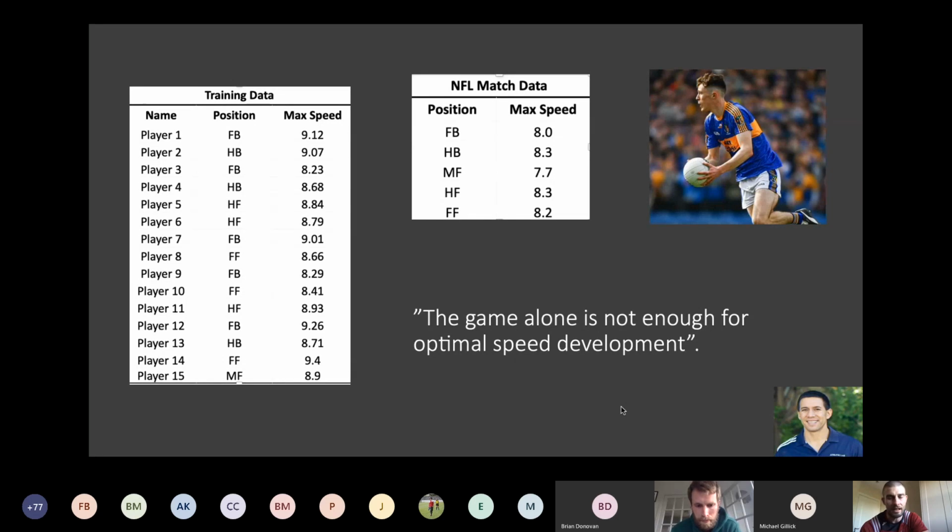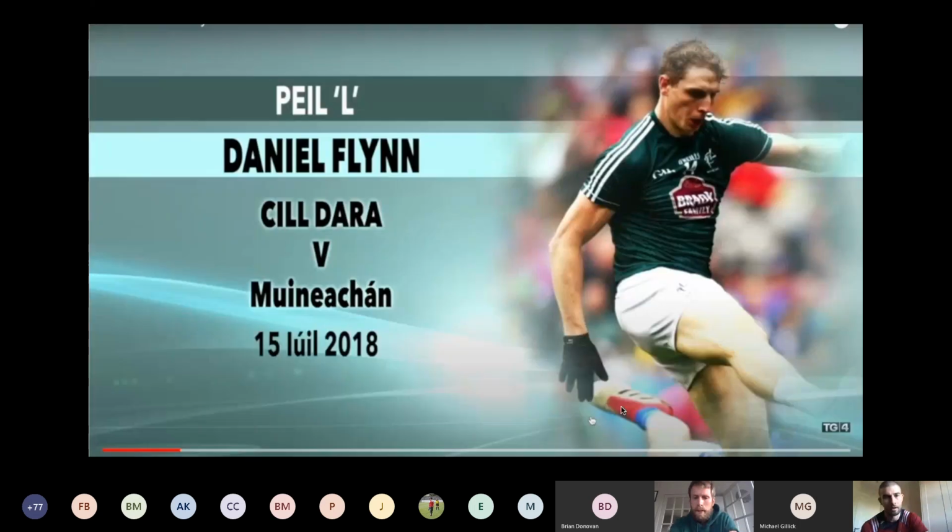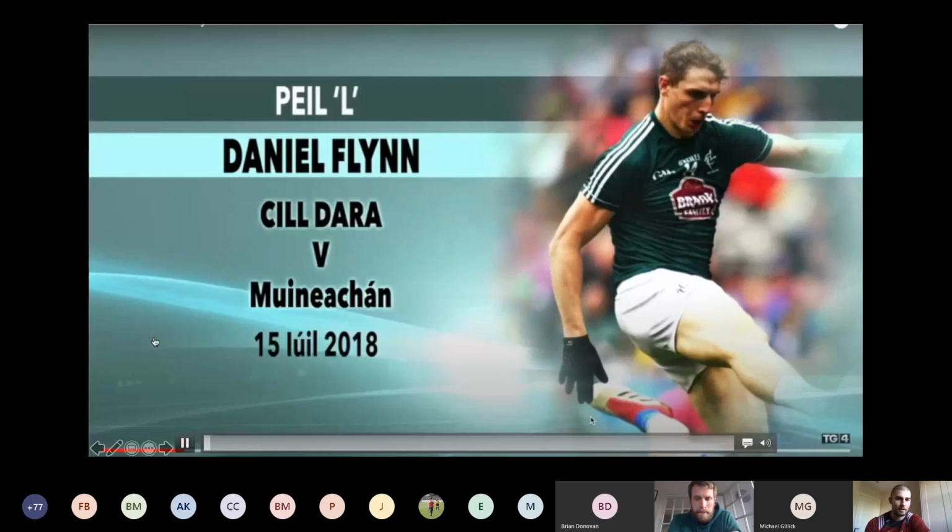But really, it's just an opportunity to celebrate or highlight the importance of speed across hurling and football, and how it can have a real game changer effect on it. And it's a real premium attribute that we'd encourage everyone to develop. Hopefully they work.